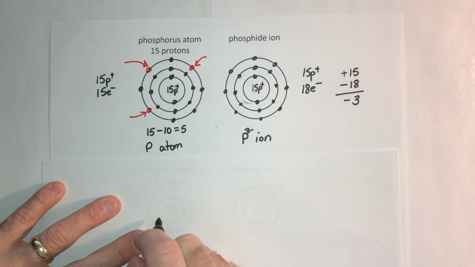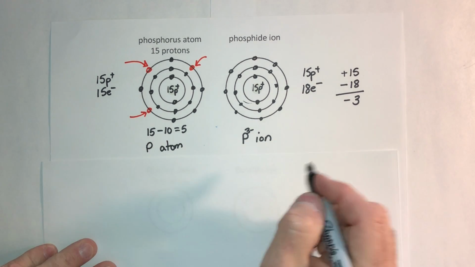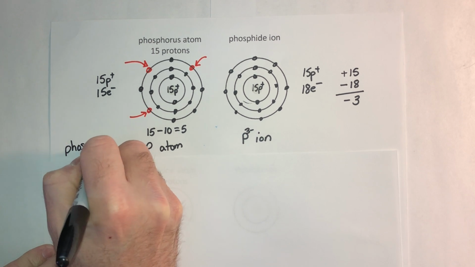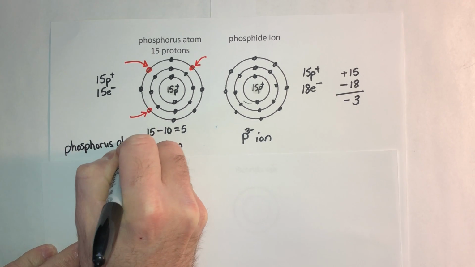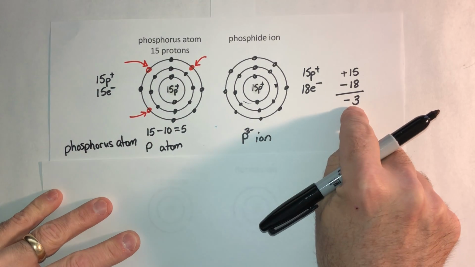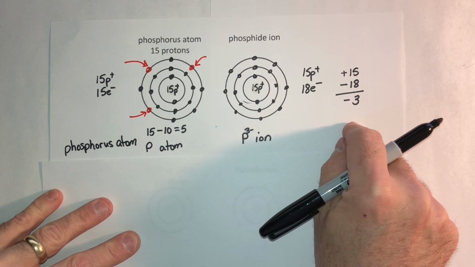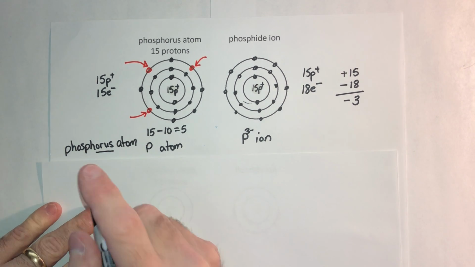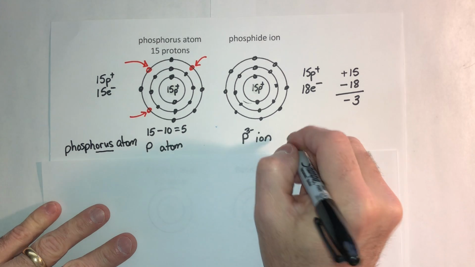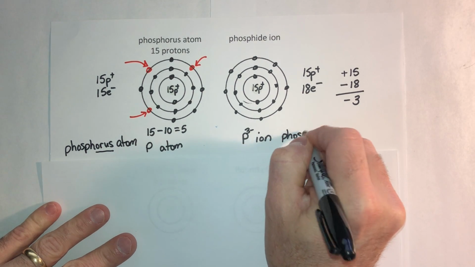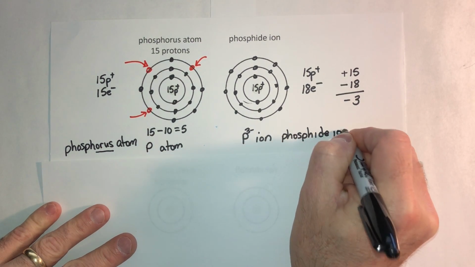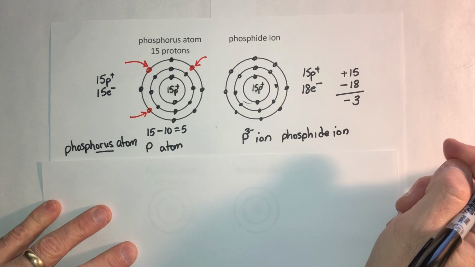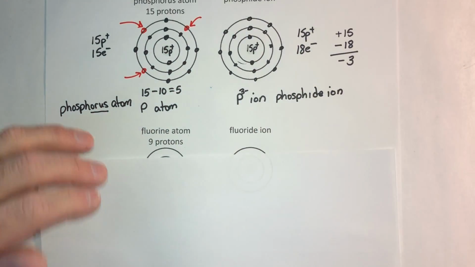And if we do talk about the names, this one was a phosphorus atom. Maybe we'll write it over here. Phosphorus atom. The negatively charged ions get a name change. Whatever their original ending, this one ended in "orus," the new ending is going to be an "ide." So this becomes a phosphide ion. There's a name change when your charge is negative. All right, let's move that up a bit and try one more.